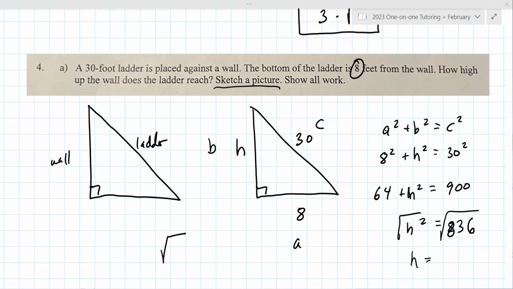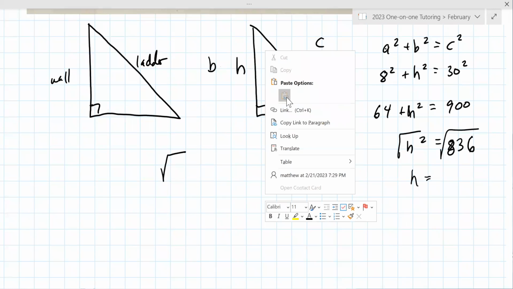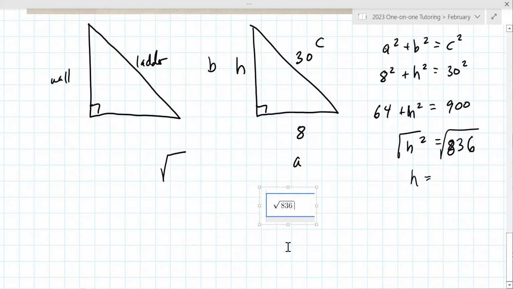Is it clear what I'm asking you to do? Yes, I'm doing it. I'm asking you to type this into the computer. Okay, got it down. What does that equal? 28.91366.